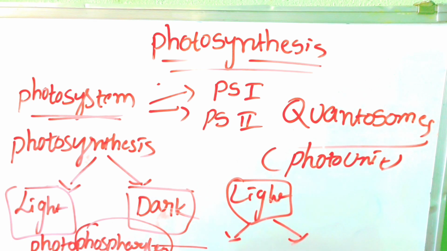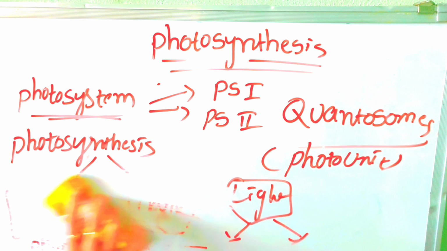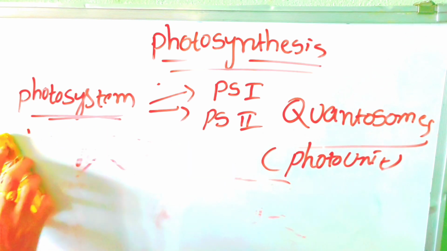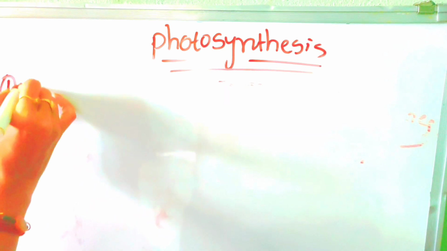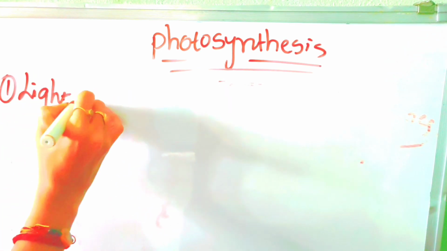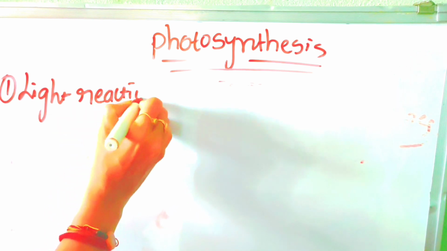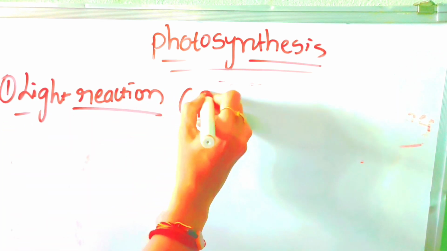Okay, the light reaction is again divided into two types, cyclic and non-cyclic reactions. First, the photosynthesis process depends upon two types of reactions. The first reaction is the light reaction, the second one is the dark reaction. First let us discuss the light reaction. Another name of light reaction is called photophosphorylation.